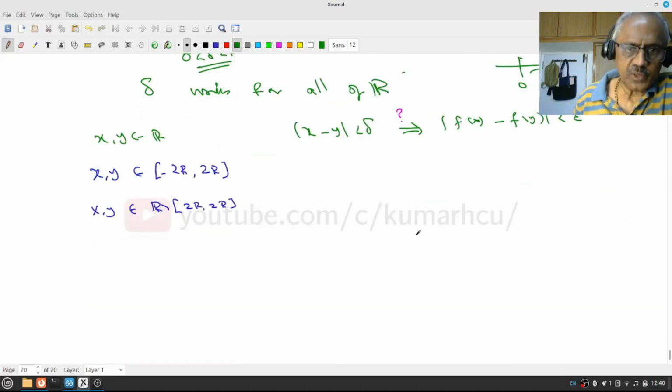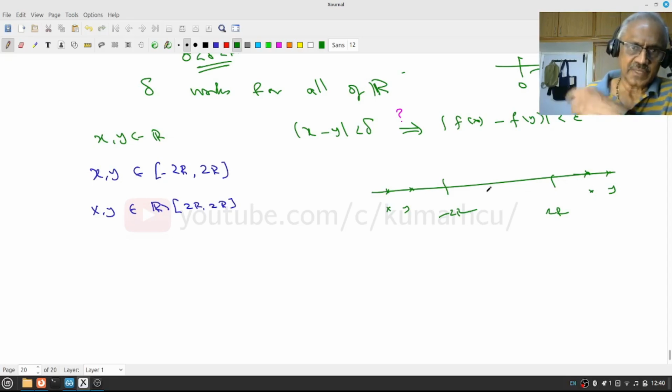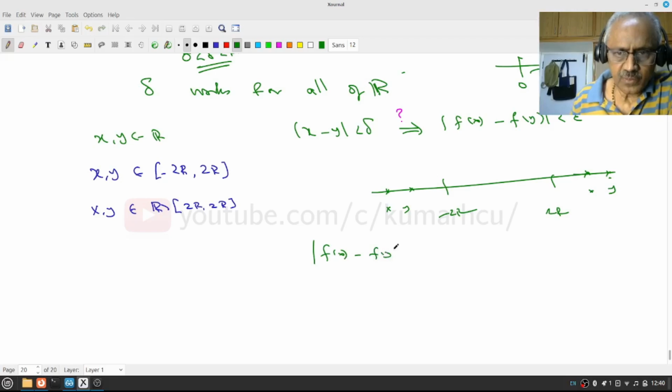So if x and y both belong to the outside, then also it's true. Because notice that either x and y have to be here. This is minus 2r, this is 2r, and it cannot be one here and one here, because the distance would be greater than 4r. But the distance between x and y is less than delta, and delta is less than r. Therefore, either they both have to be here or both here. Is that clear?